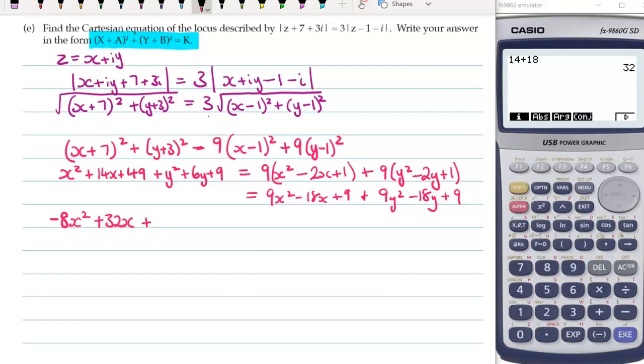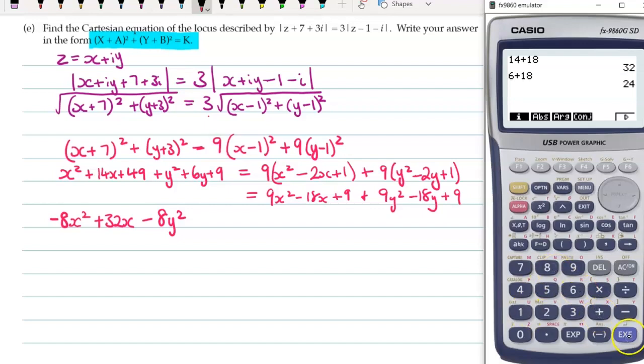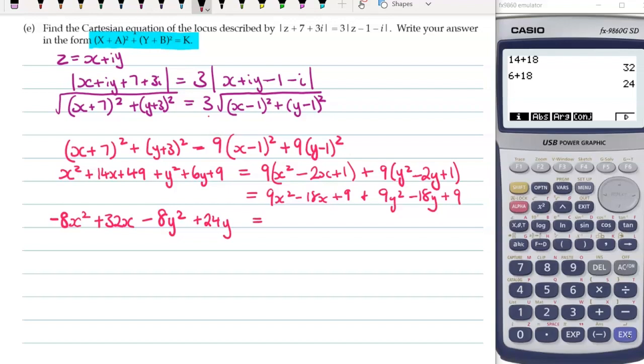We have the y squared minus 9 squared is going to be minus 8y squared. And then we have a 6y plus 18, so 6 plus 18 is 24. Now constants, we've got 9 plus 9 on the right. So we have 18 on the right, then we're going to take a 9 over and subtract that, and then we'll subtract the 49 off of it as well, and we've got minus 40.